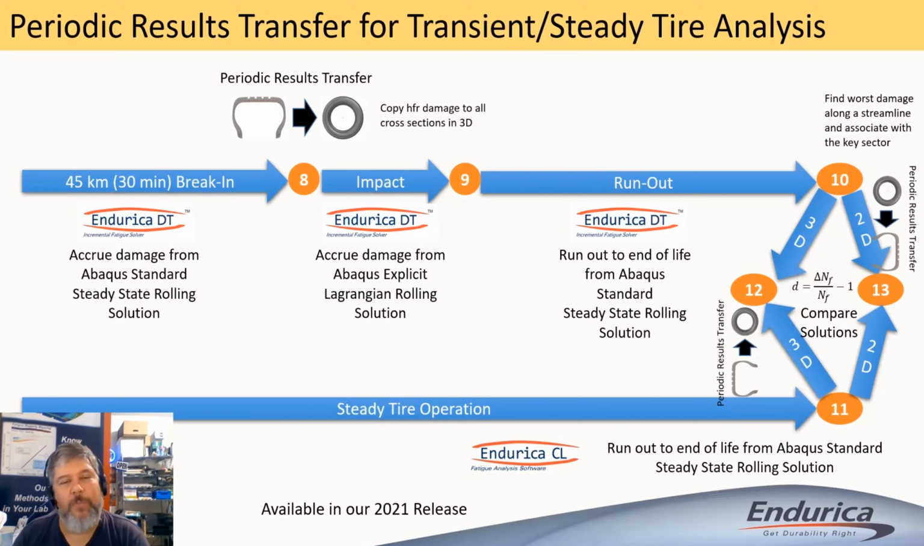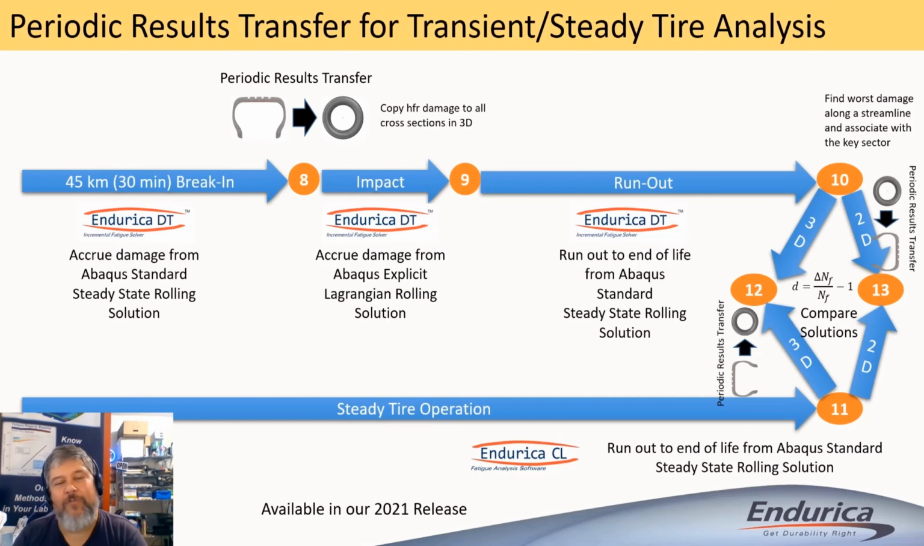We're going to do a periodic results transfer in Endurica to take the results, which since they were steady state, are on a 2D cross-section, and we're going to copy the results over to a 3D model so that we can then take the results from the explicit dynamics solution for a 3D tire impact, doing the impact on the curb, and we can accumulate damage on that 3D model.